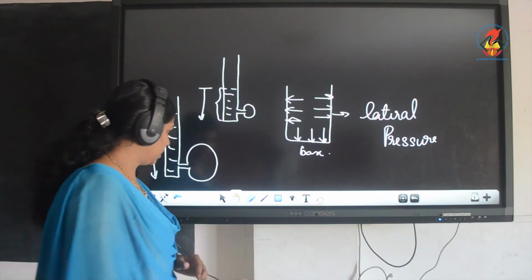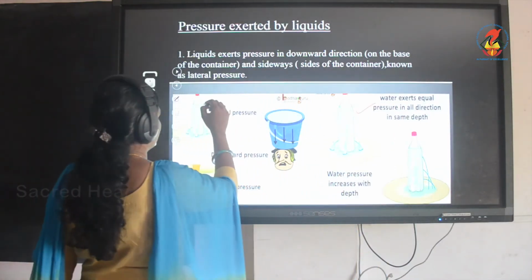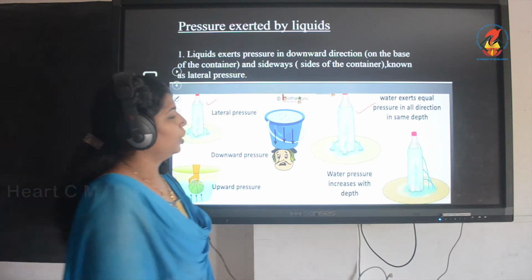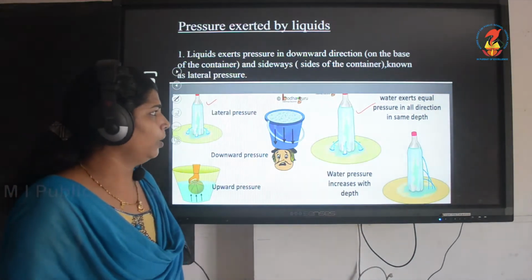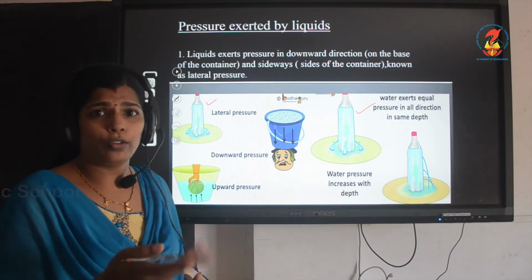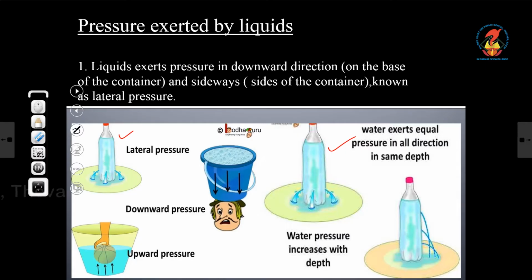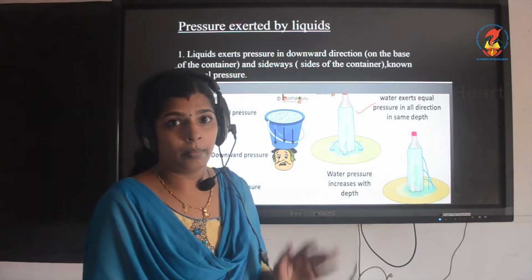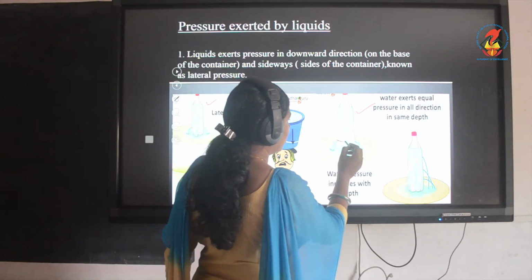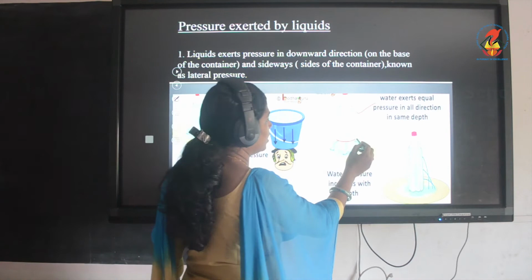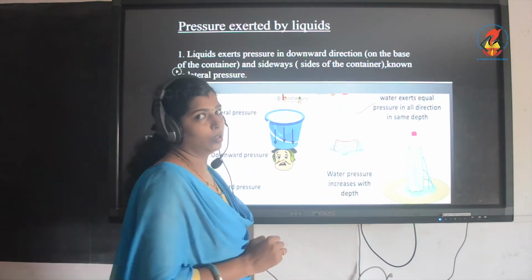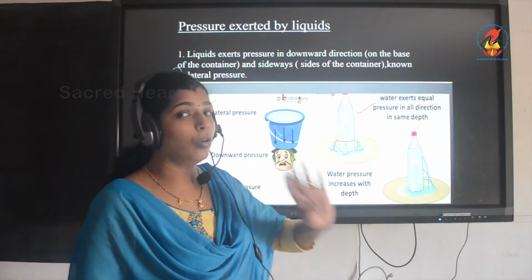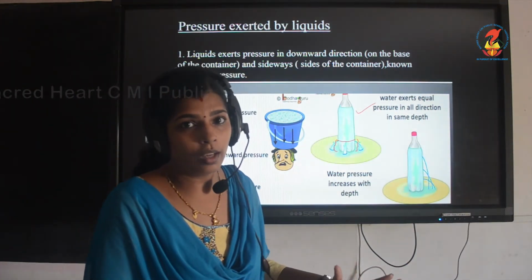So that is the next activity. In this diagram, you need to take a cylindrical bottle. You can use a discarded bottle of Pepsi or Coca-Cola. Now make 4 holes at the bottom of the bottle. Make sure that all the 4 holes are at the same height from the bottom of the bottle.